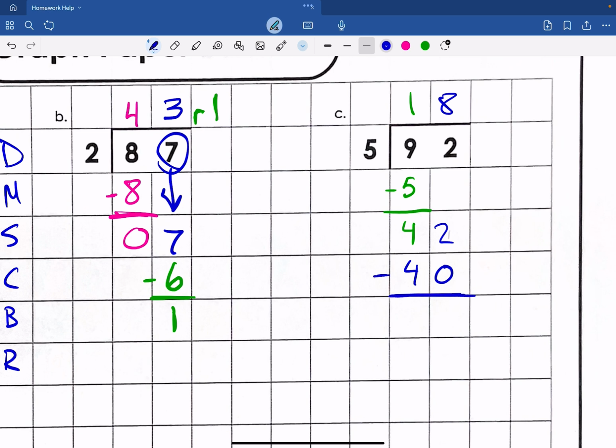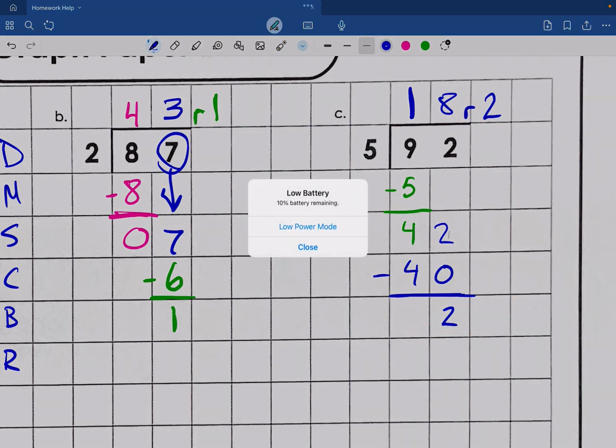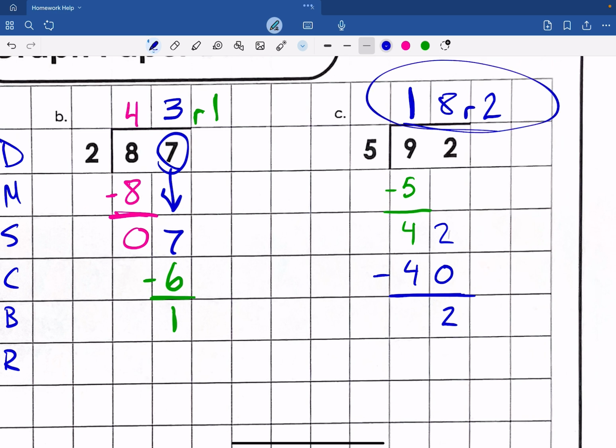Subtract 42 minus 40. 2 minus 0 is 2. 4 minus 4 is nothing. So 42 minus 40 is 2. Now let's check. Is 2 less than 5? Yes, it is. Do I have anything I can bring down? No, I do not. So that means 2 is my remainder. Okay, so we're going to put the 2 up top. Remainder 2. So 18 remainder 2 is the answer to this one.